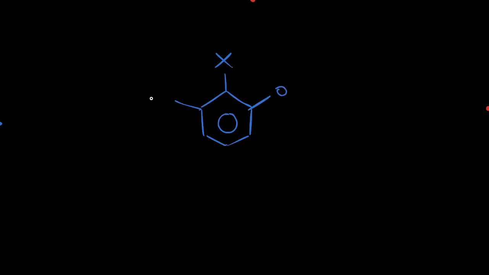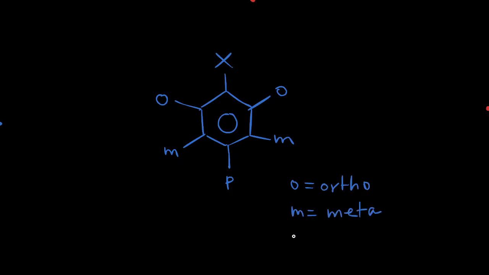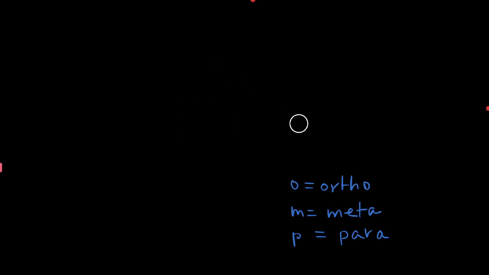So these would be our ortho, these would be our meta, and this carbon directly opposite to our substituent will be the para. So here we have O for ortho, M for meta, and P for para. So this ortho, meta, para system is just a more efficient way of addressing these different carbons that make up our ring here.